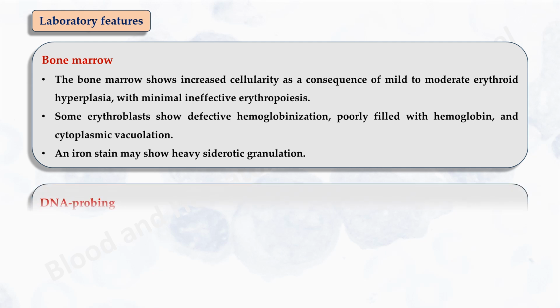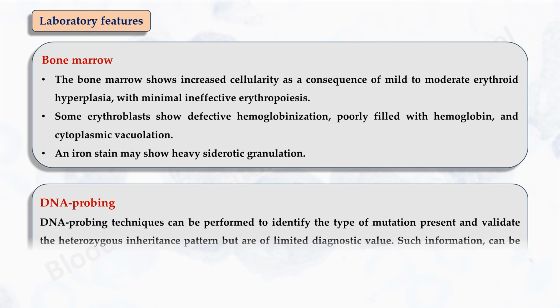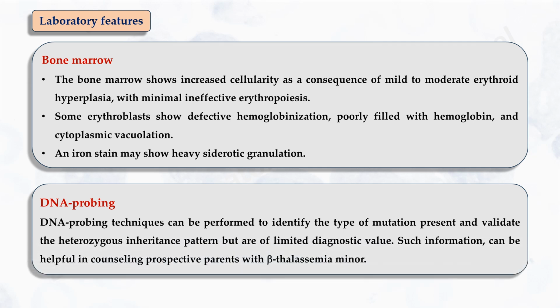DNA probing techniques can be performed to identify the type of mutation present and validate the heterozygous inheritance pattern, but are of limited diagnostic value. Such information can be helpful in counseling prospective parents with beta-thalassemia minor.